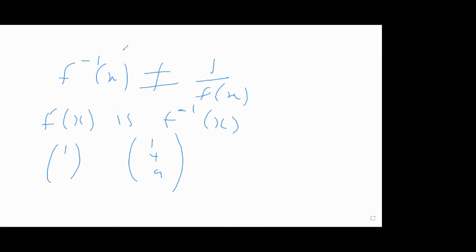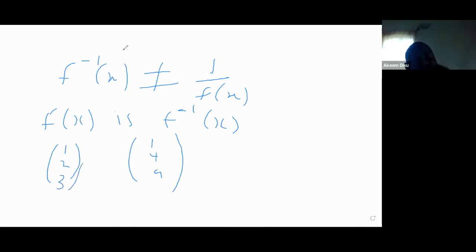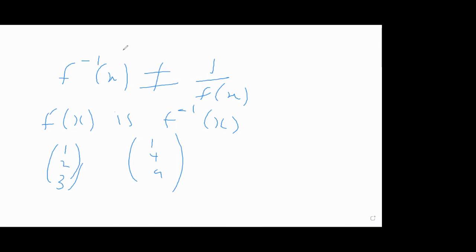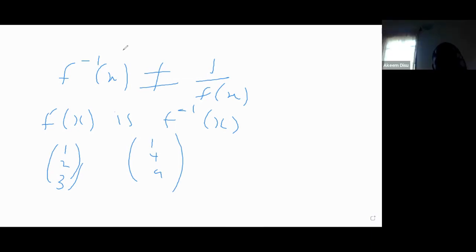1 squared is 1, 2 squared is 4, and 3 squared is what? 9. Let's say this is a function. This is the domain. This matches like this. This matches like this. This matches like this. This is called a 1-to-1 function because there is no element in the domain that matches twice with the codomain, that is the range.